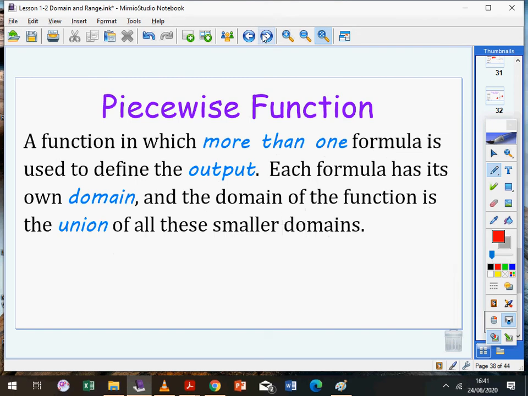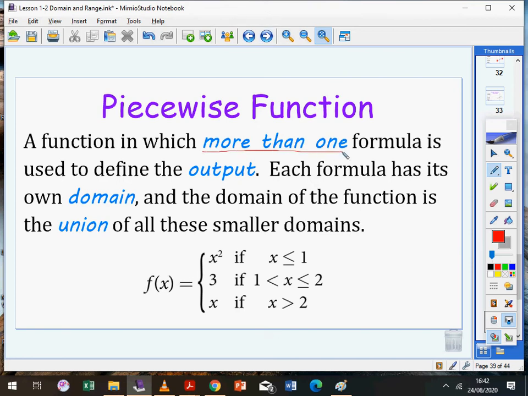Piecewise functions are the last thing that we're looking at today, and you can have functions that have different outputs, with different domains for each section of the output. So a piecewise function is one in which more than one formula is used to define the output. Each formula has its own domain, or set of x values, and the domain of the function is the union of all these sets of smaller domains.